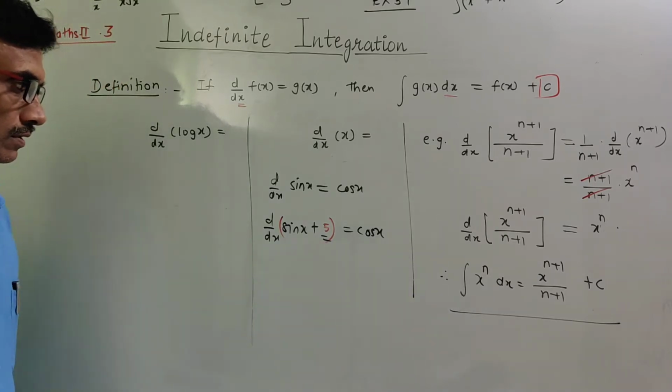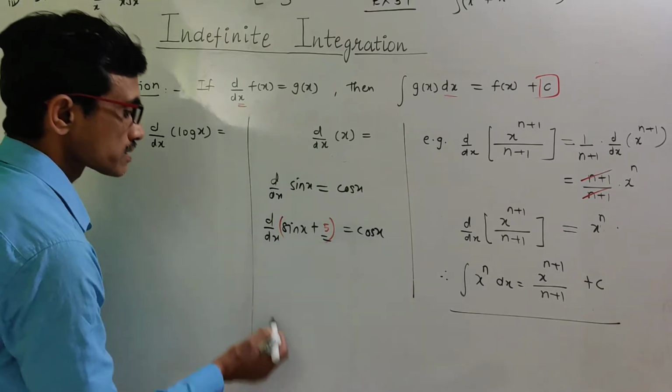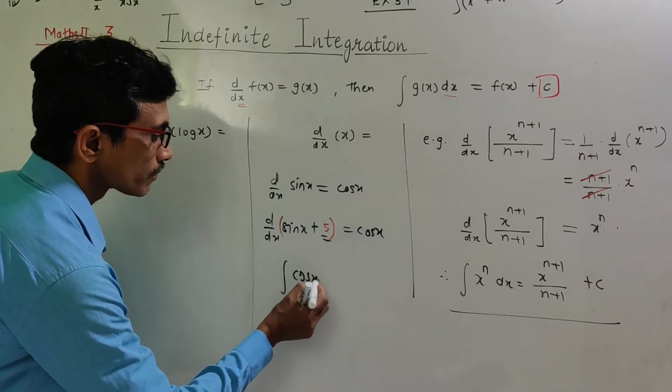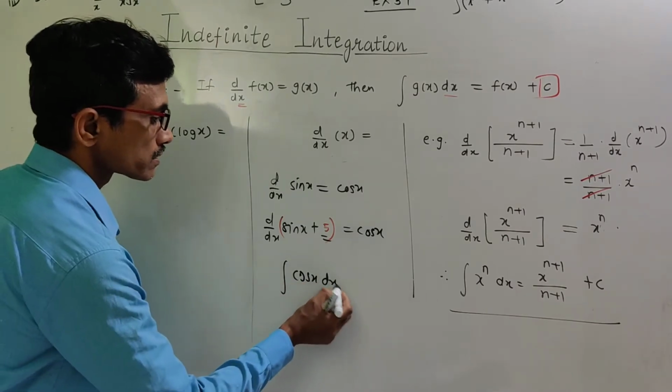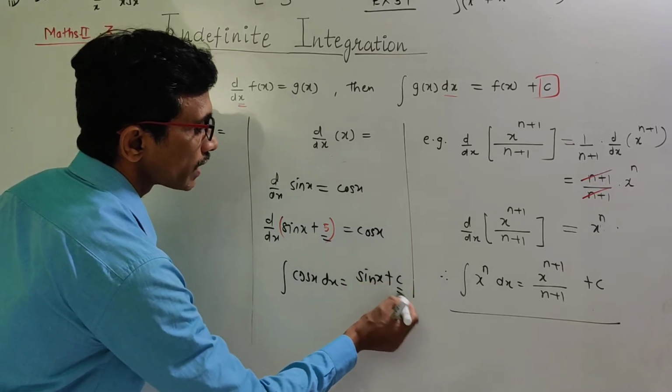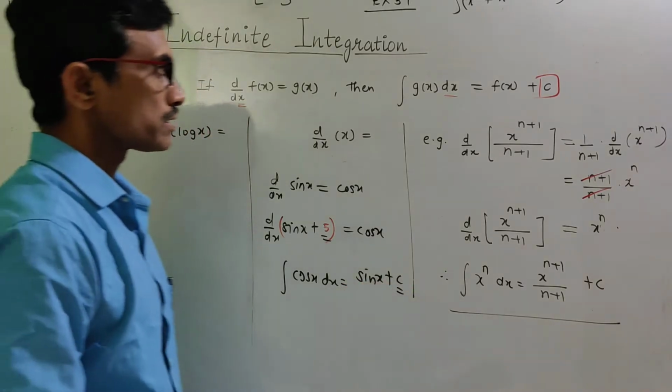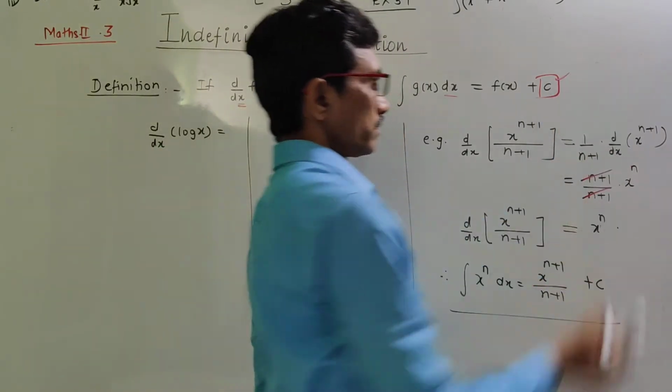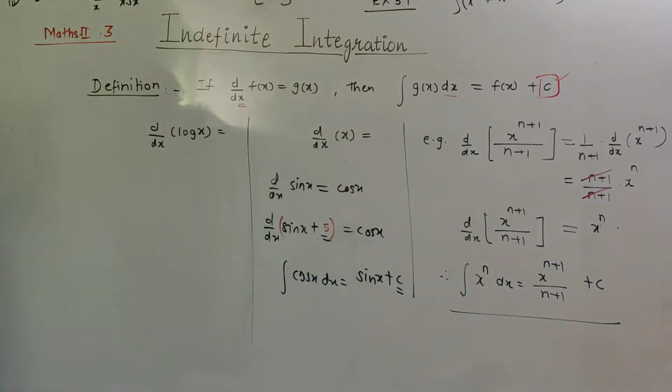So therefore the integration of cos x dx is equal to sin x plus whatever constant, which we write as C. So this C is a constant of integration.